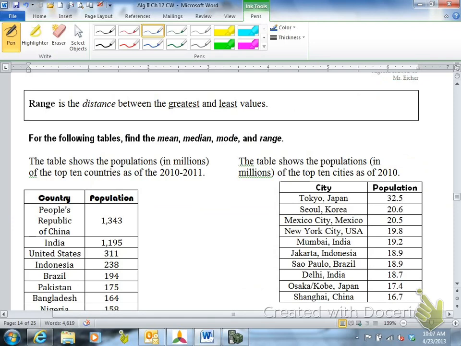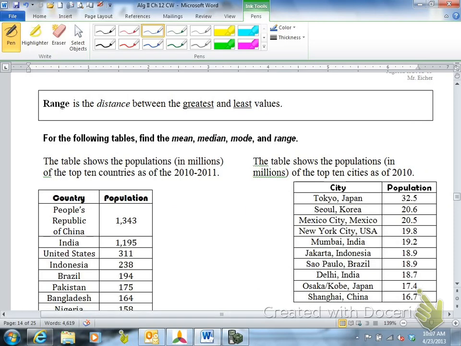On the next page, we have the range. So we have mean, mode, and median. We have range is the distance between the greatest and least values. So basically you take your biggest, your maximum, minus your minimum, and that will give you one number, which is the range. So here are some interesting data from 2010-11.